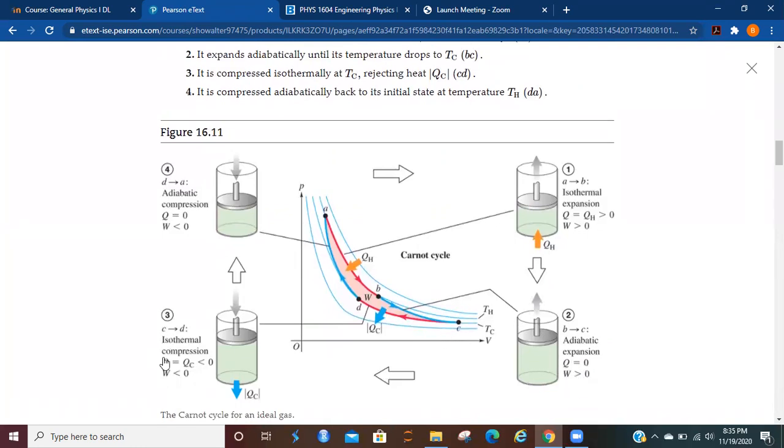Now, third step, it compresses isothermally and it rejects a certain amount of heat. So you can see that Q sub C is less than 0, and there is work being done on the system. And then you see an adiabatic compression. No heat is exchanged, but work is being done on the system to raise the temperature back up.